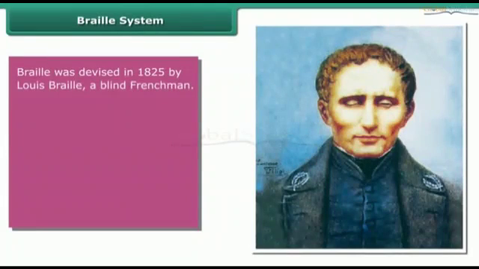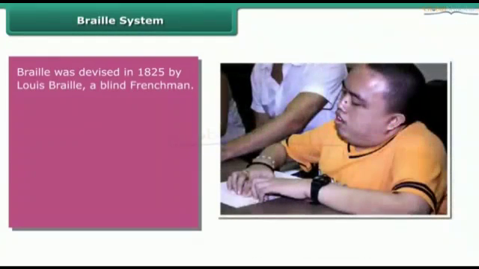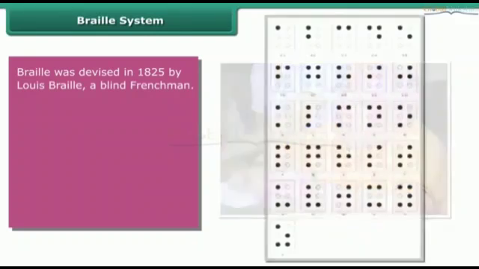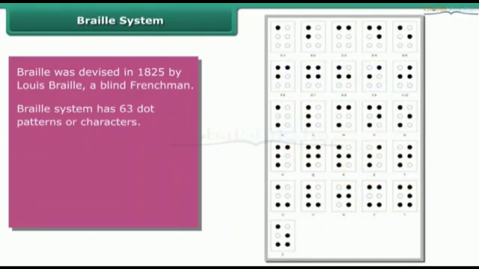Next is the Braille system. Braille was devised in 1825 by Louis Braille, a blind Frenchman. Braille is a writing system which enables blind and partially sighted people to read and write through touch. Braille system has 63 dot patterns or characters.